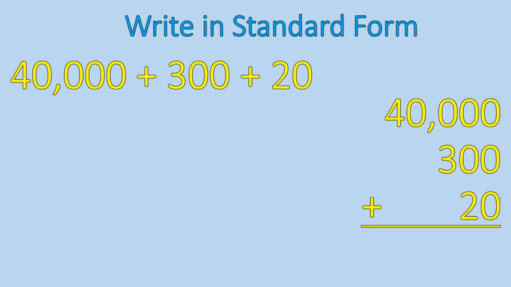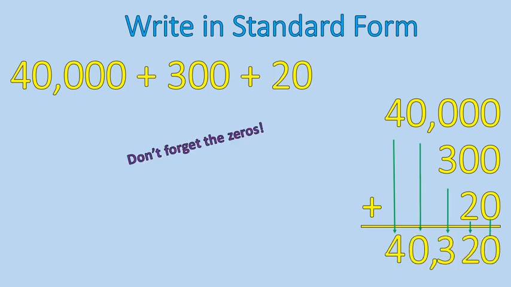Hey, welcome back. Here it is written vertically for you. Bring the 4 down, bring the 3 down, bring the 2 down, fill in the zeros. Boom. That's how you do it. It should be this quick. Writing numbers from expanded form into standard form should be pretty quick.